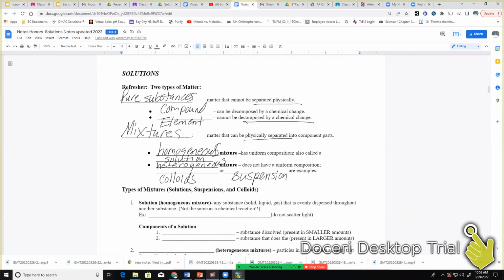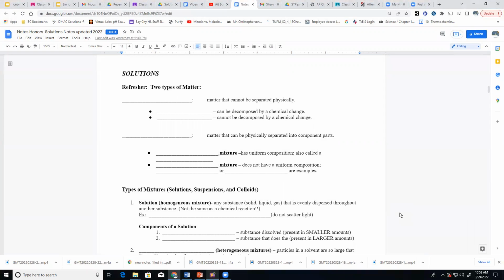Does anybody remember those words, colloid? No, thanks for being honest. All right. Okay. So let's move on down a little bit.